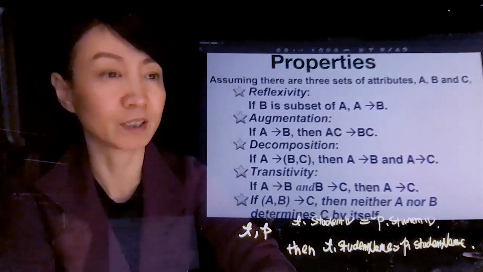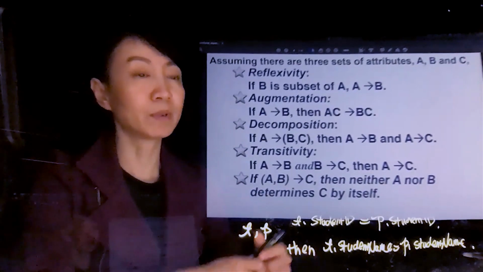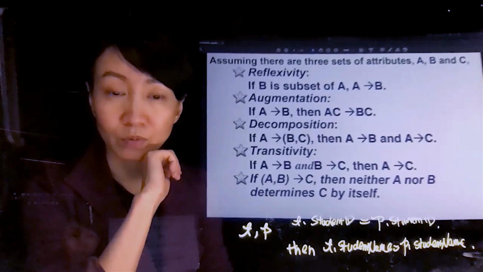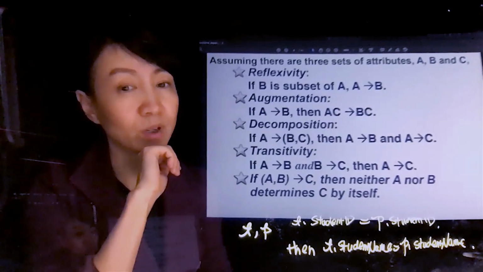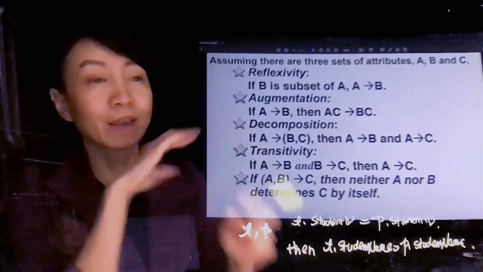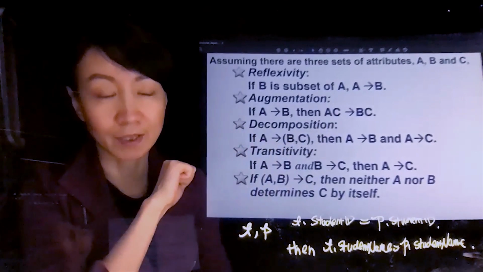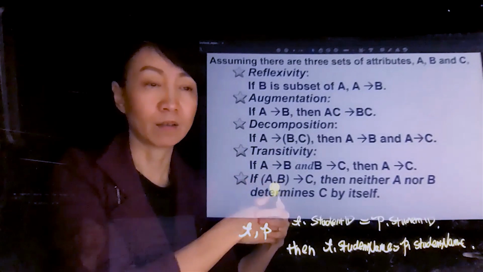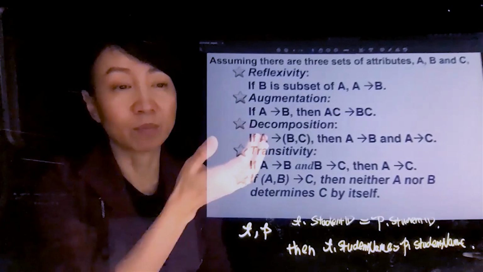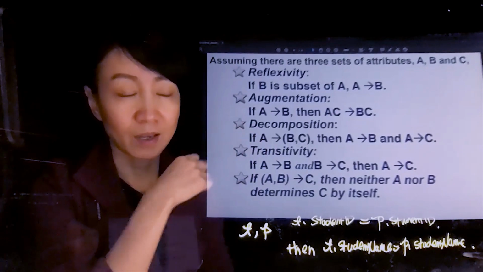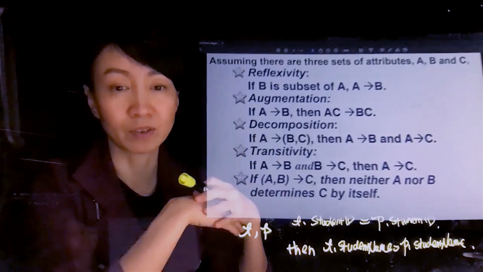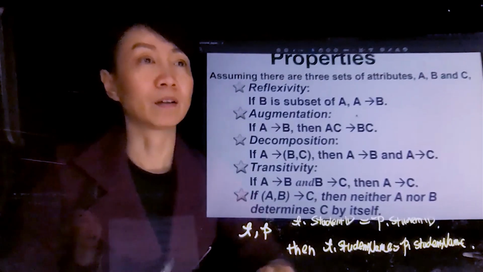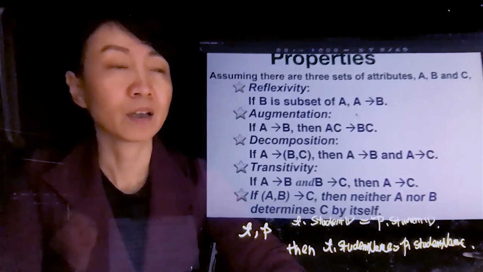This is the transitivity. However, this is not true conversely. So we cannot say if AB determines C, the union of A and B together determines C, then A can determine C and B can determine C. It's not sufficient. We have to use both of them to determine C. Okay, so these are some properties of FD.